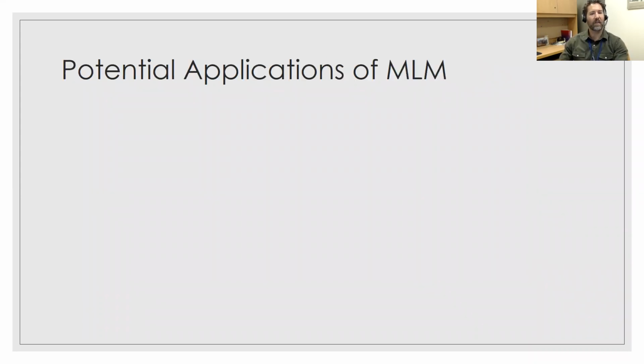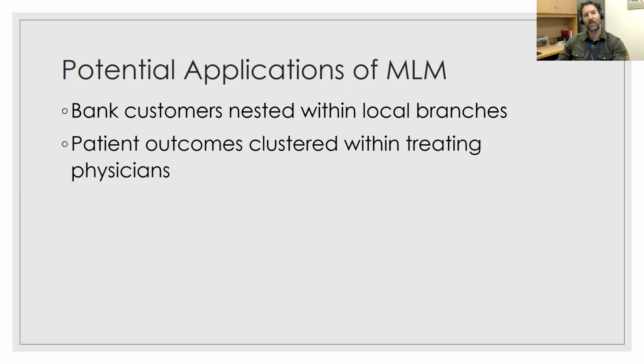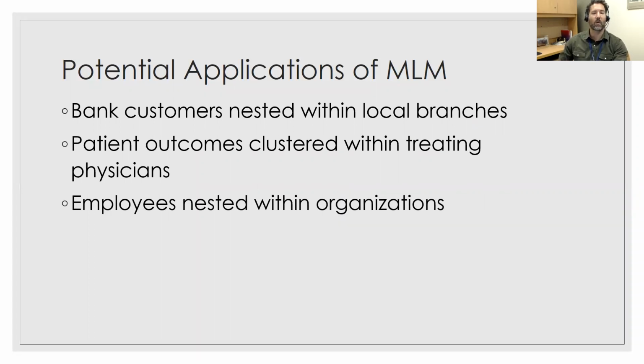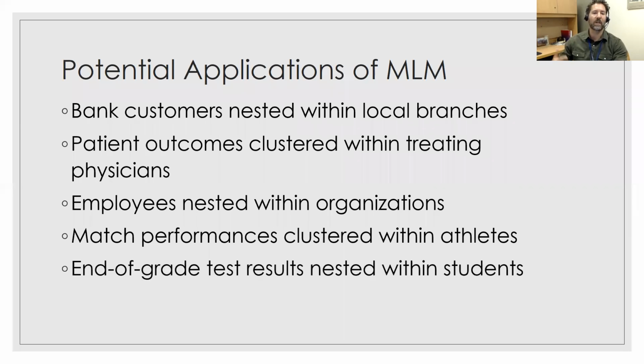So here are a few other scenarios in which MLM could be applied. Similar to that last example, you may have bank customers nested within local branches. You can have patient outcomes clustered within physicians, or it could be medical centers or hospitals. You can have employees nested within teams or organizations. Now, these first three examples all feature individuals clustered within larger structures, but you can also model occasions within individuals. For instance, match performances clustered within an athlete, or end of grade test results nested within students.